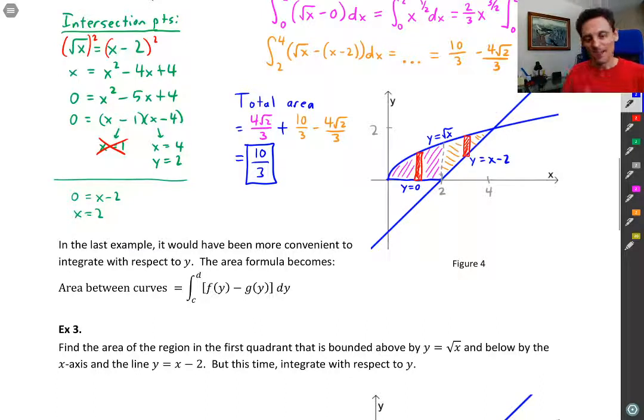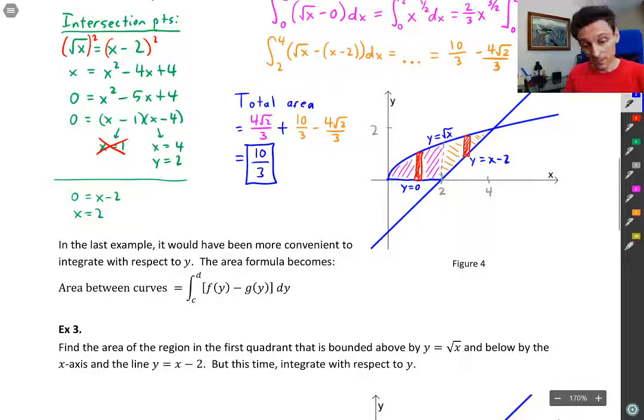Welcome back. In the last example, it would have been more convenient to integrate with respect to y as opposed to what we did, which is integrate with respect to x. In other words, we could have taken this interval from y equals 0 to y equals 2 and chopped it up into a bunch of subintervals, and on each subinterval use a horizontal rectangle instead of a vertical rectangle, to approximate the area between those curves on that particular subinterval of y.